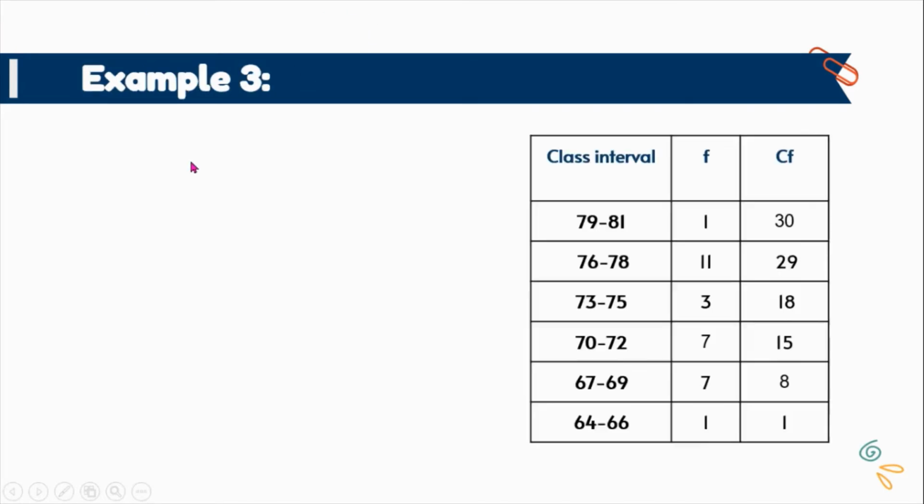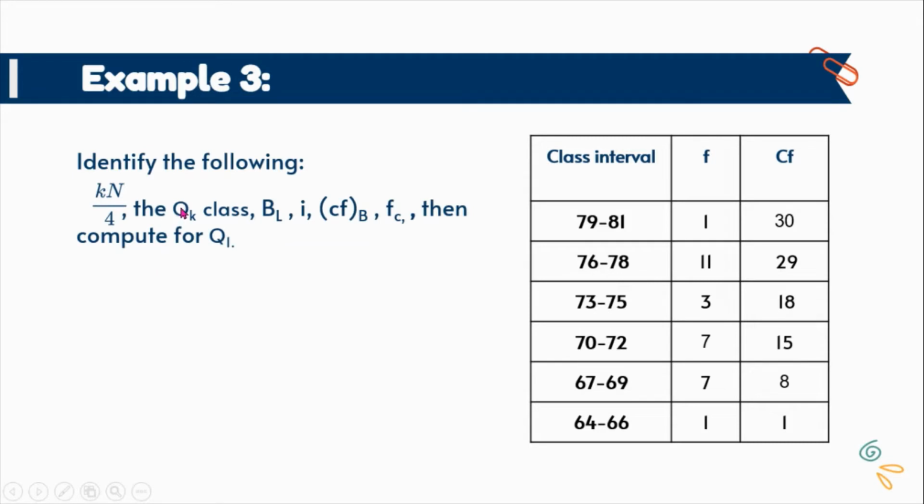So let us have this example. We are going to identify the following: the Kn over 4, the Qk class or the quartile class, B sub L, the I, Cf sub b, F sub c, then we are going to compute for Q sub 1 or the first quartile. We are given here the class interval, the frequency, and the cumulative frequency.